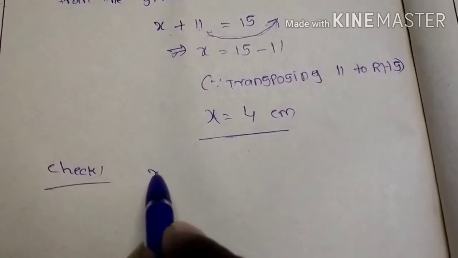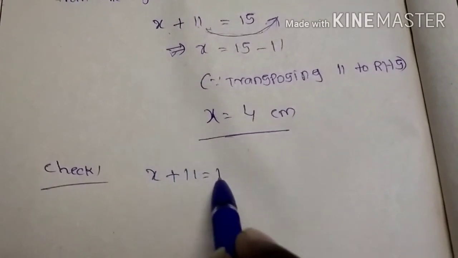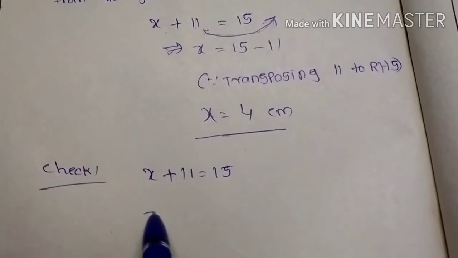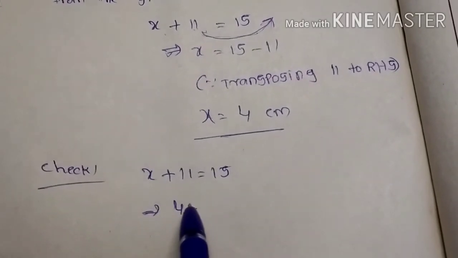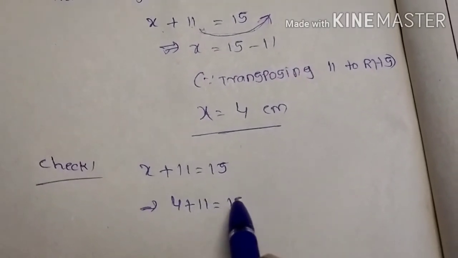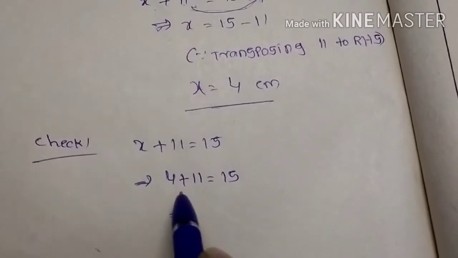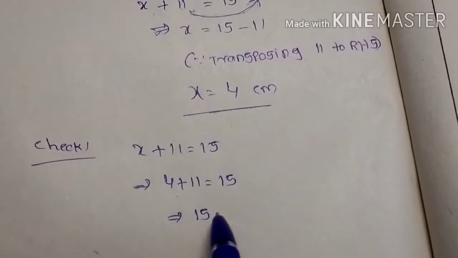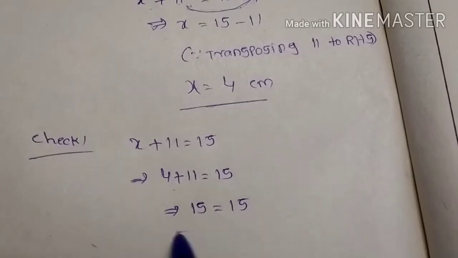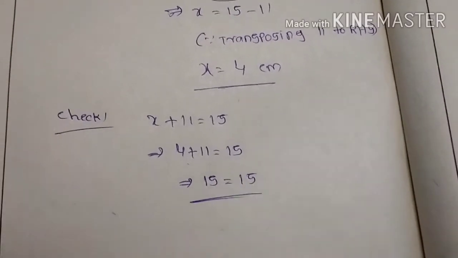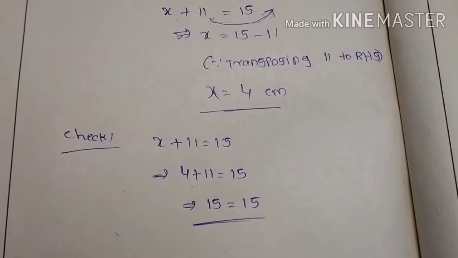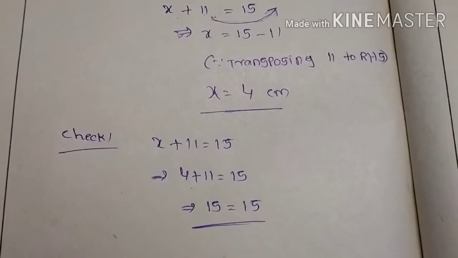You can write x plus 11 is equal to 15. That means you can clearly observe here 4 plus 11 is equal to 15. Implies 4 plus 11 is how much? 15. Is 15 equal to 15 or not? Yes, verified. LHS is equal to RHS. So this is the verified equation.